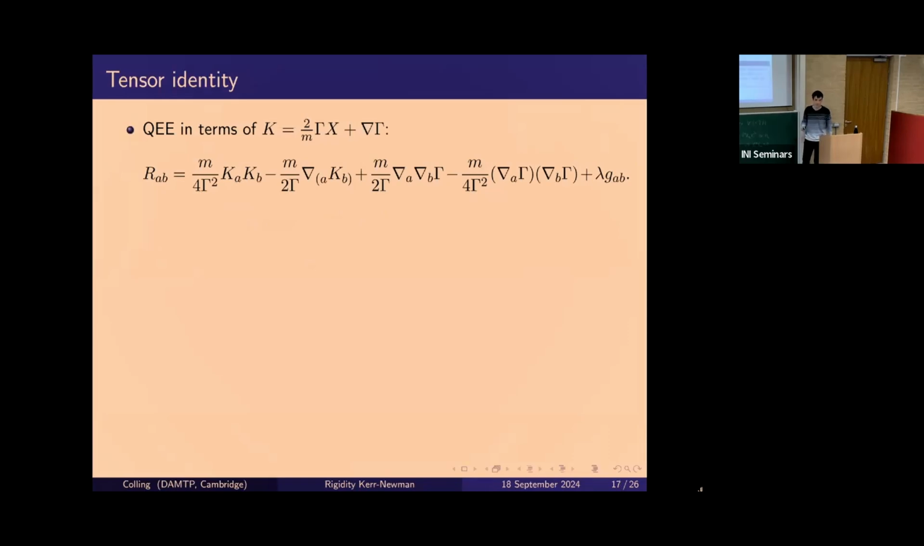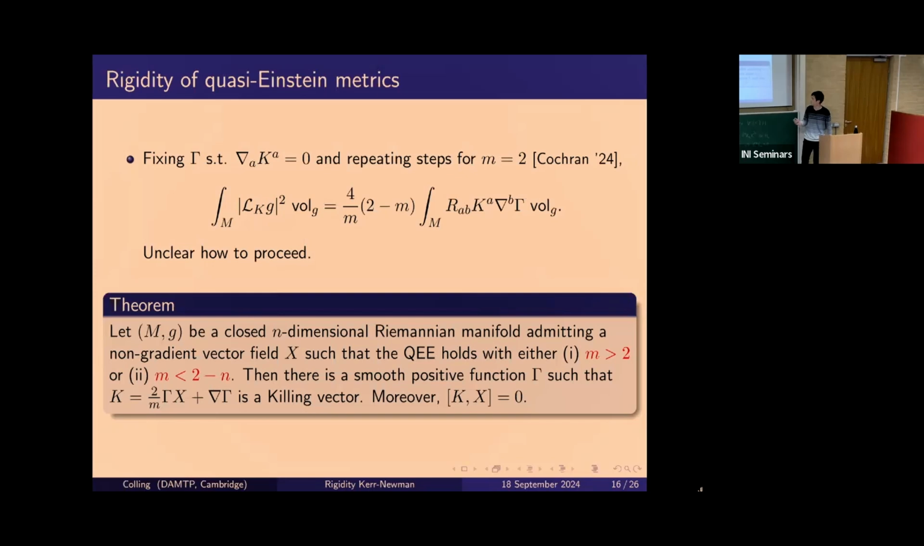So it's true for m equals 2. The way I'm going to do it, I'm going to be dividing by m minus 2 at some point. So I'll just not state it; I'll state it for m bigger than 2 right now.